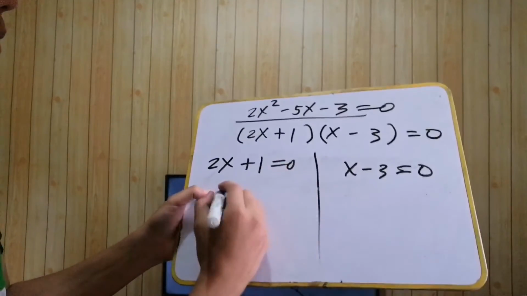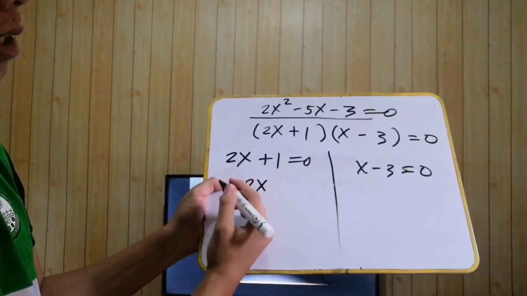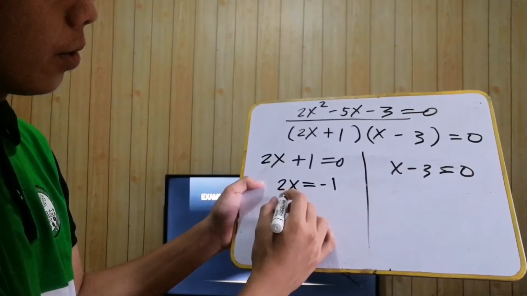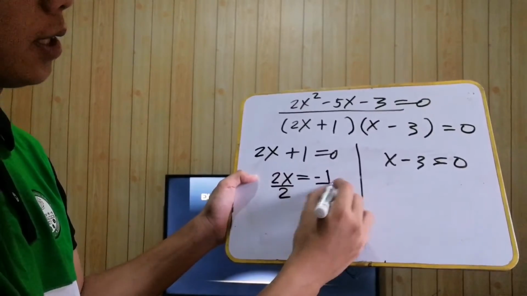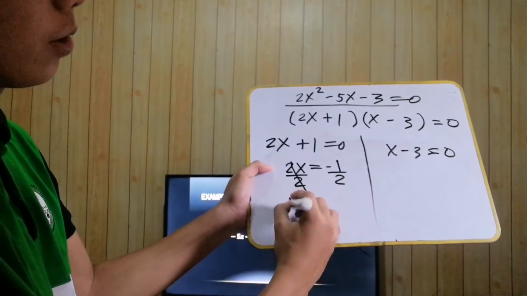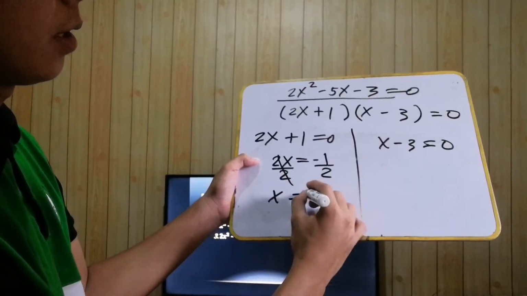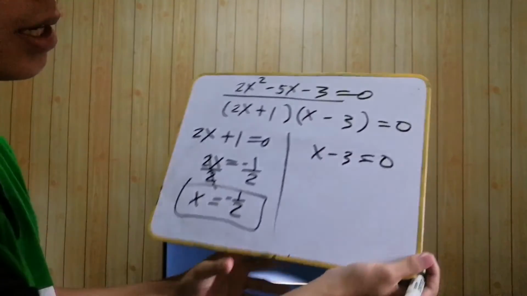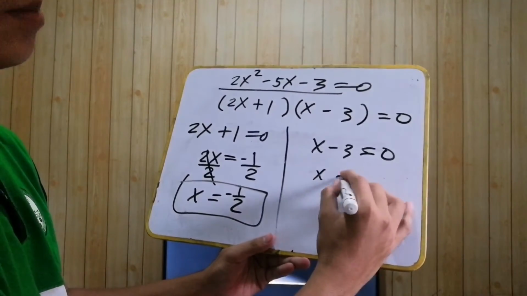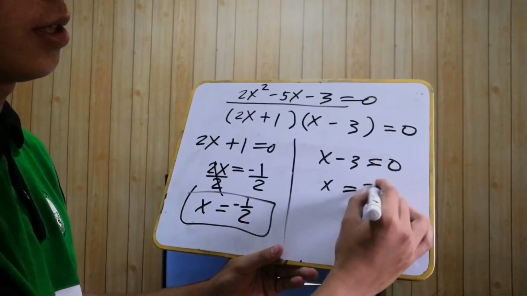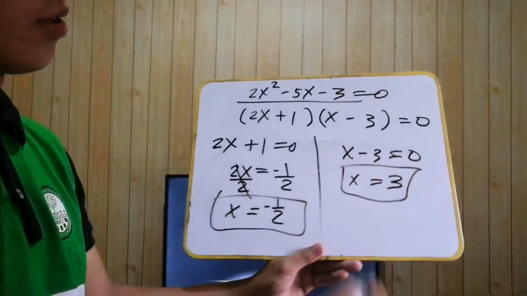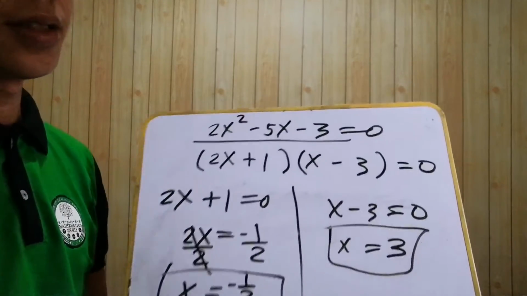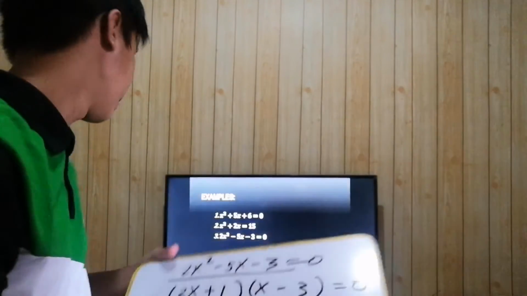Now, additive inverse. 2x, so matitira sa left side. Kabila naman, negative 1. So, divide both sides by 2 para ma-cancel natin yung 2. Therefore, ang value ng x natin, negative 1/2. Yung first solution natin, pangalawa, is additive inverse lang since ganyan lang yung factor natin. So, ito na yung mga values ng x natin. So, clear? Any questions? Very good.